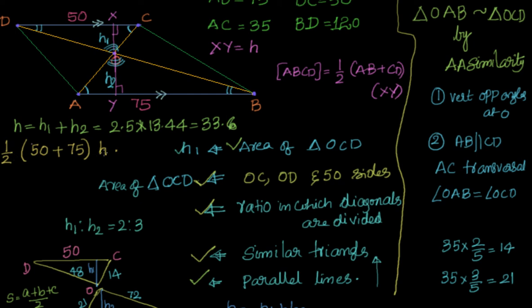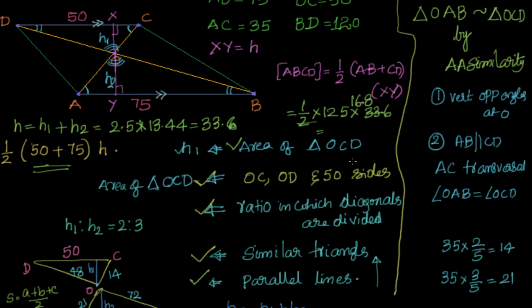You can check that. Now you know H, the area of ABCD is nothing but half into 50 plus 75, half into 125 into height. What is the height we have? Height is nothing but 33.6. So if you simplify that, it will be 16.8 into 125.